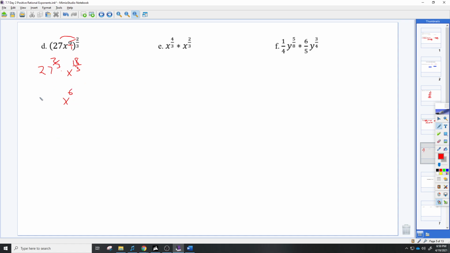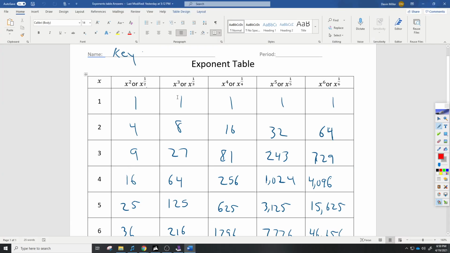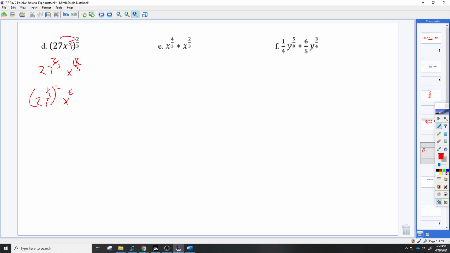I'm going to go ahead and do the chart for this one. 27 to the 1/3 raised to the second power. So 27 to the 1/3, here's 1/3. Go down, read 27. Across, that's 3. So this becomes 3 squared x to the 6th. And we should know what 3 squared is. That's 9 x to the 6th. That's your final answer.